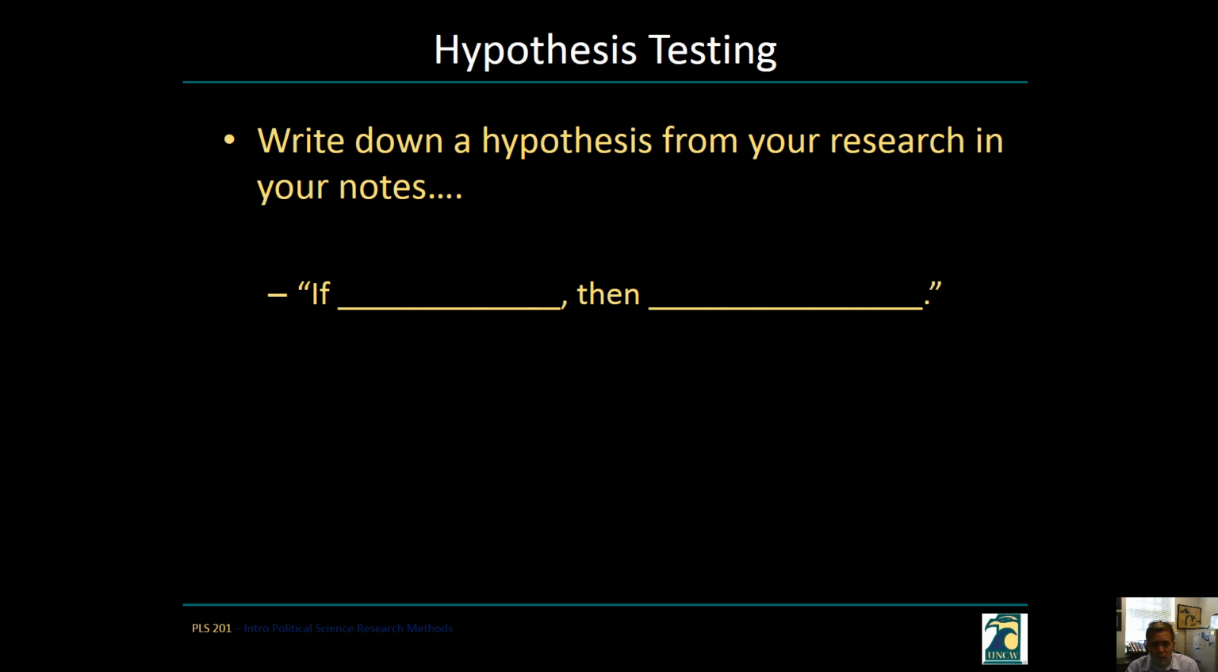So the first thing I want you to do is go ahead and pause the video, and I want you to write down a hypothesis, your main hypothesis from your research. If this happens, then that happens. If individuals are older, they will pay more attention to politics. If they are more conservative, they will be more in support of President Trump, whatever it might be. So pause, write down that hypothesis, and then come back.